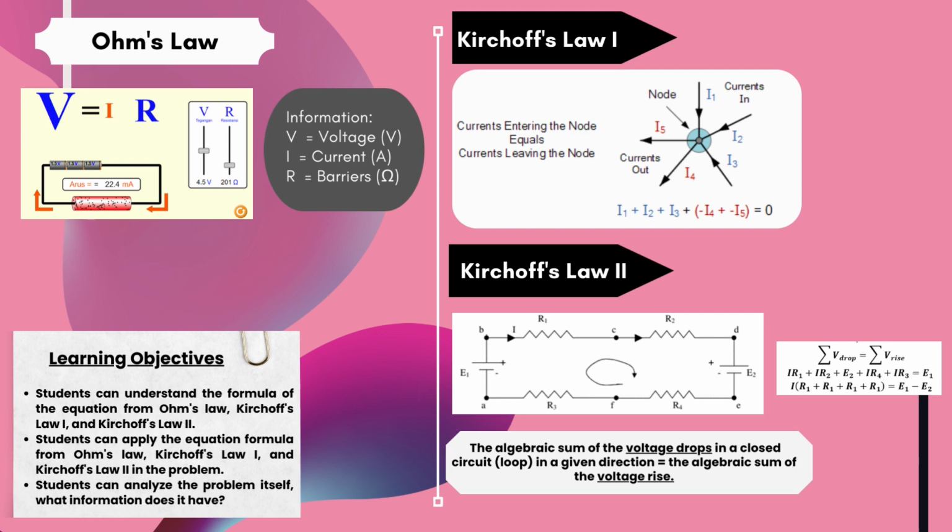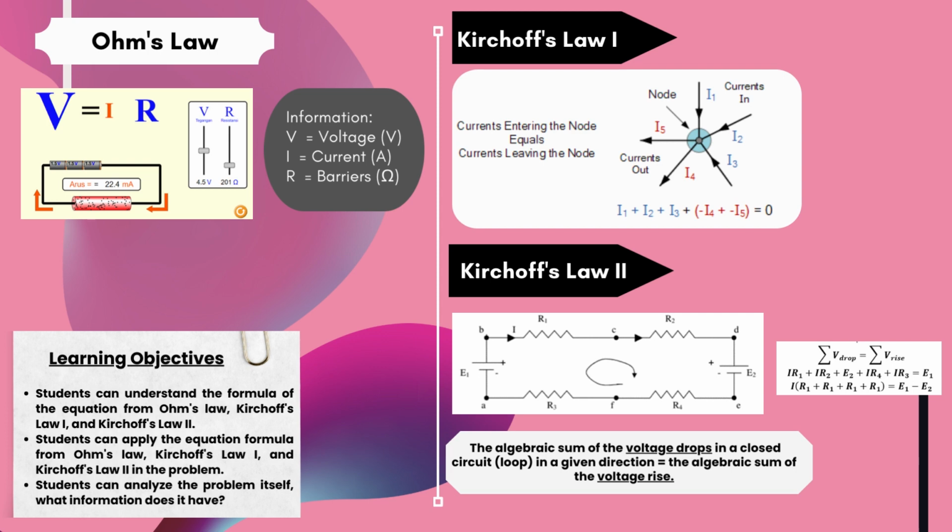What information does it have? In Ohm's law, we have the equation V = I times R, where V is the voltage with the unit of volts, I is the current with the unit of ampere, and R is the barrier or resistance with the unit of ohm.